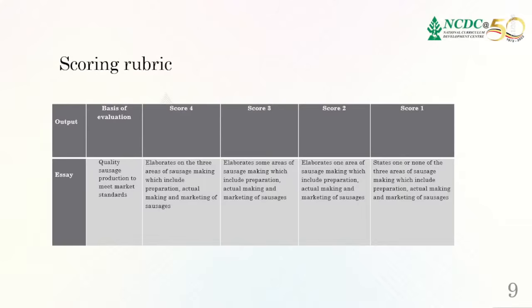To score 3, we need an error rate of some of the areas of sausage making, which may include preparation, marketing, and making of sausage. Then score 2, an error rate of an area of the 3, either preparation, marketing, or making. Then to score 1, the learner might have stated 1 or none of the 3 areas of making sausage, which include the actual making, or the preparation, or the marketing.